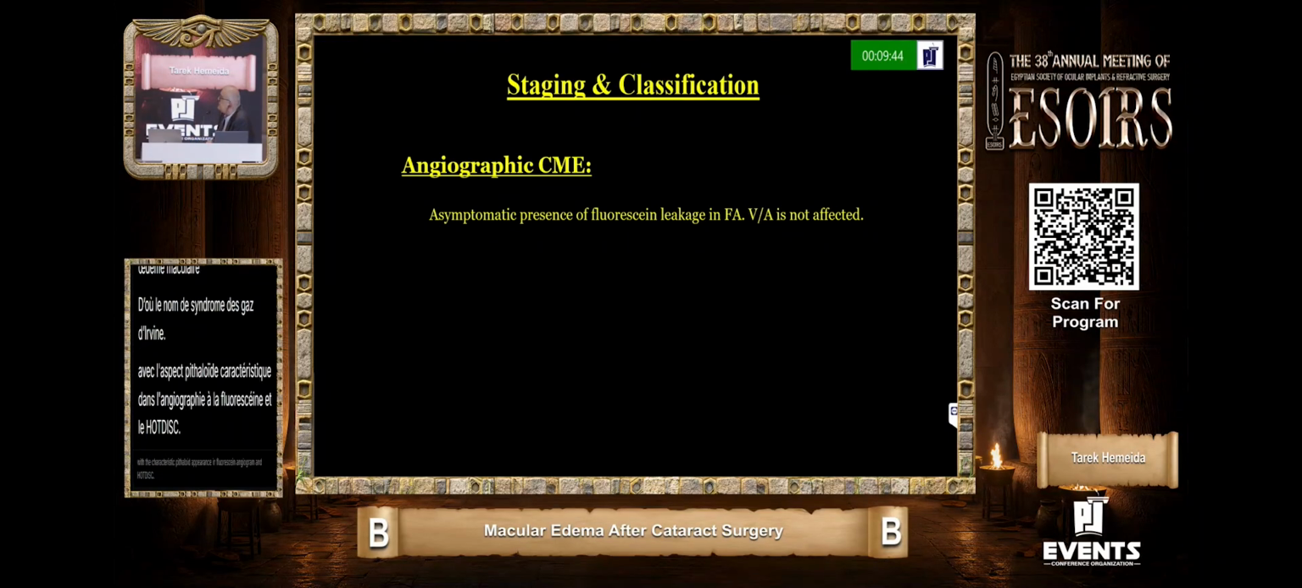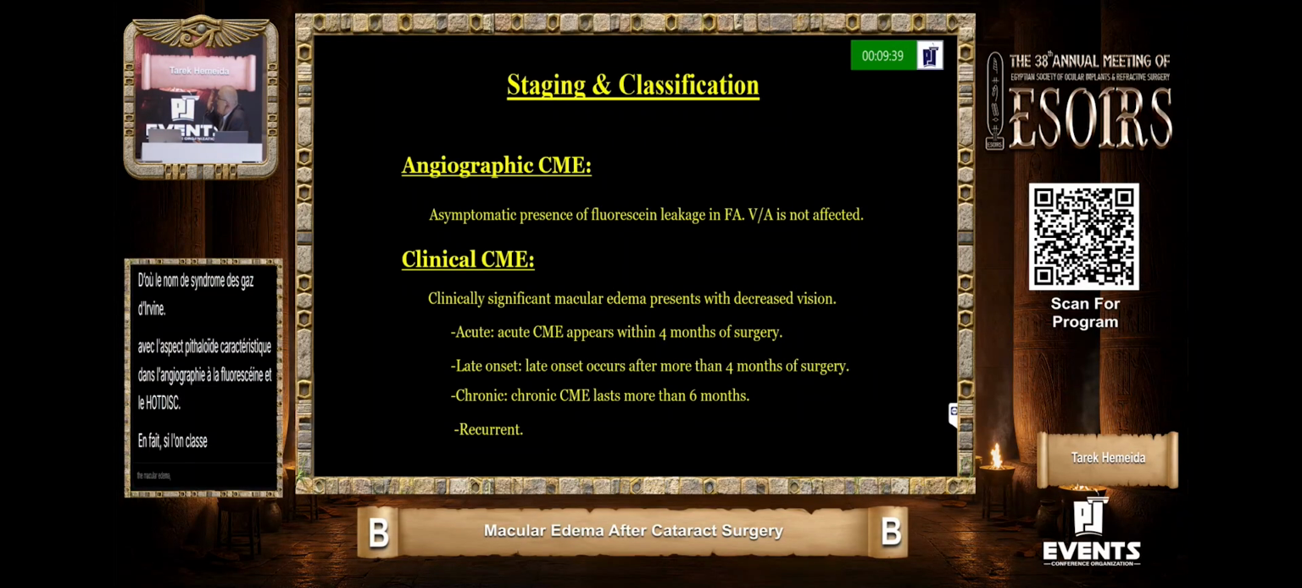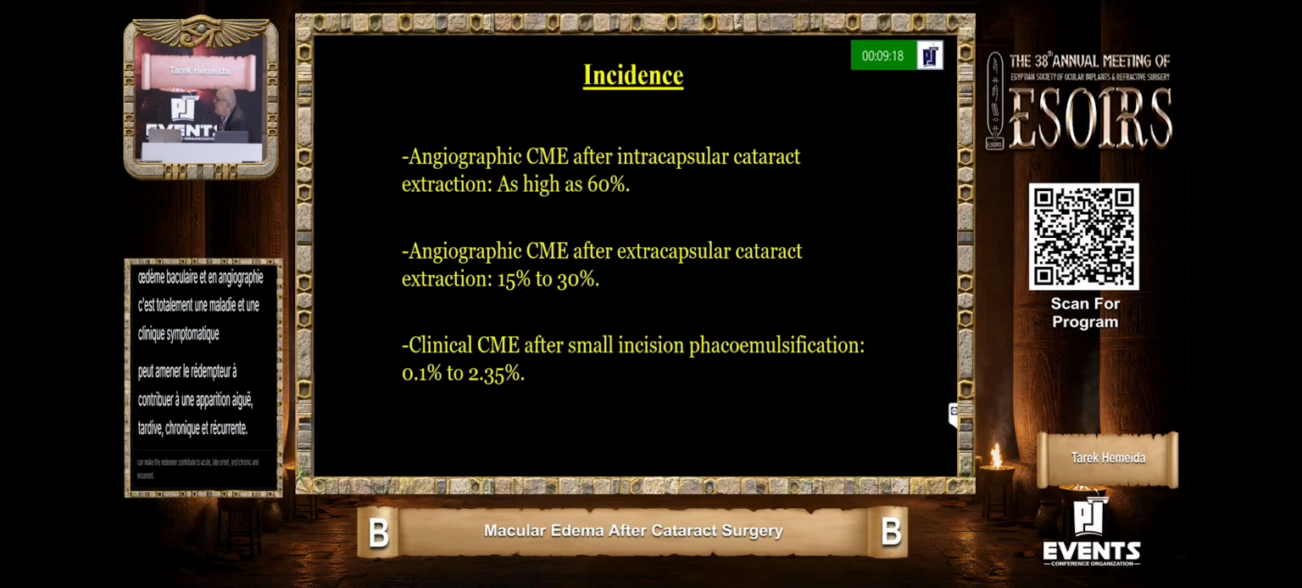Actually, if we classify the macular edema, we can get angiographic cystoid macular edema and clinical macular edema. The angiographic type is a totally asymptomatic disease, and clinical macular edema is divided into acute, late onset, and chronic and recurrent. The incidence dropped with the innovation of phacoemulsification to between 0.1% and 2.35%.